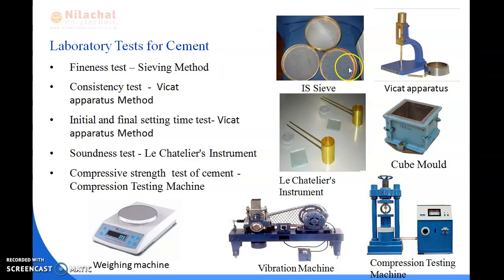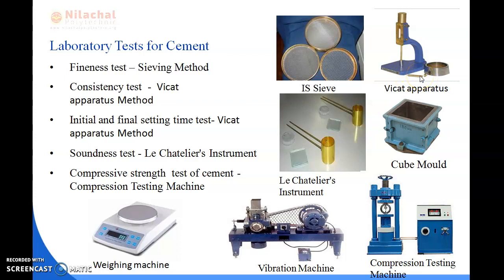You can see here the IS sieve, that is the 90 micron IS sieve, and the percentage of residue after sieving the cement in this sieve should not exceed 10%. Okay, this is the fineness test. And next is the consistency test, that is, you can see I have written here the Vicat apparatus method. You can see the Vicat apparatus method, and this is the Vicat mold, and this is the plunger.